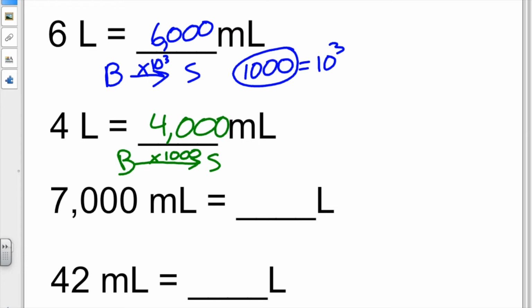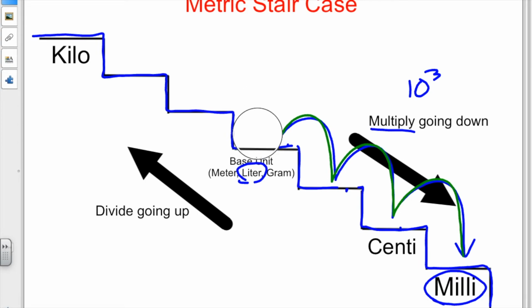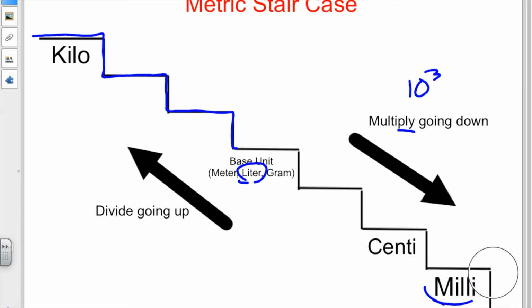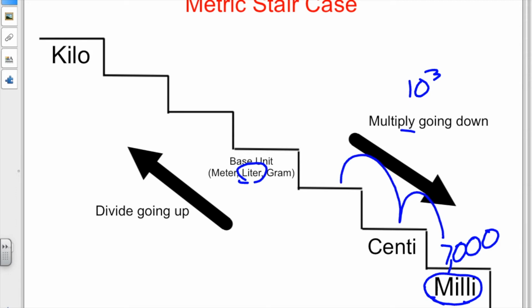All right, now we got 7,000 milliliters equals blank liters. So now we're going from small units to big units, which means we have to divide 7,000 milliliters to liters. So, on our metric staircase again, we're going to start on milliliters, we have 7,000 milliliters. And we need to go up to the liter. So going up is divide. So divide by 10, divide by 100, divide by 1,000. So we have to divide by 1,000.